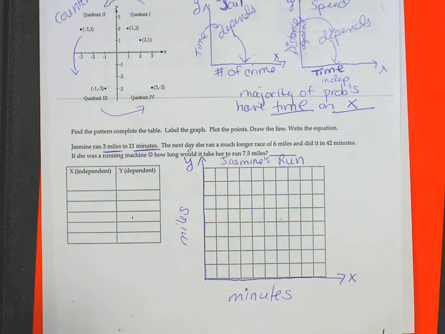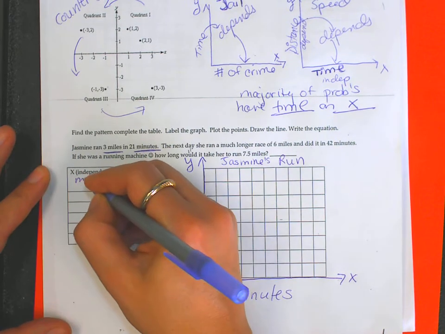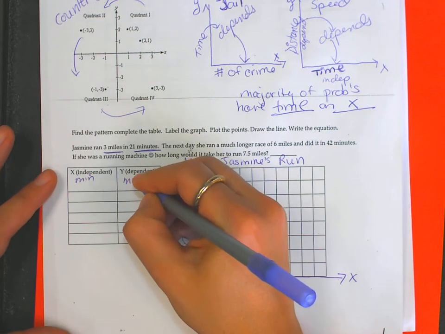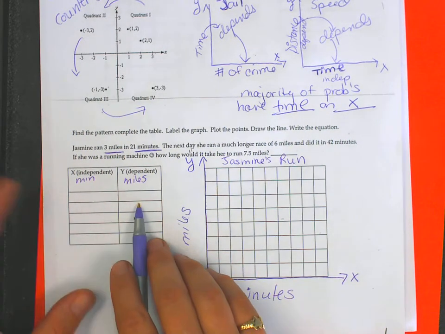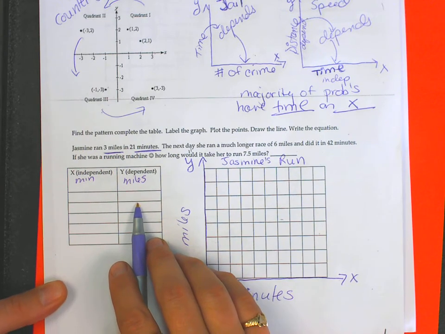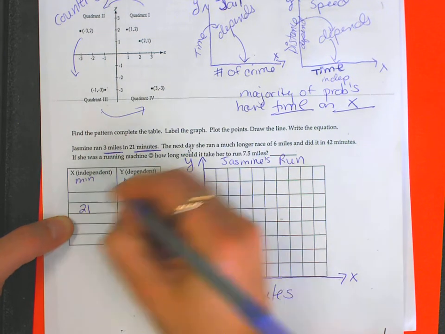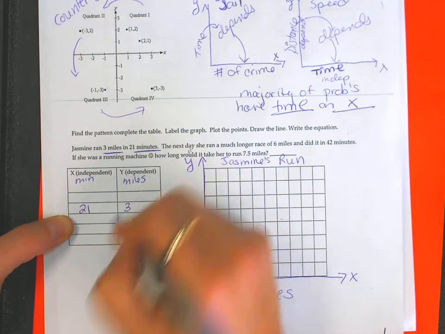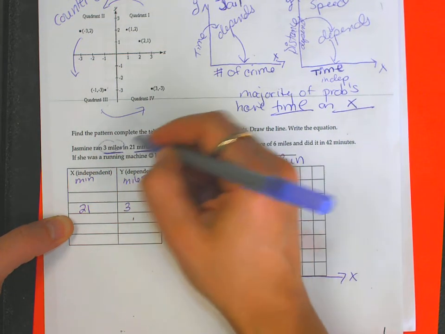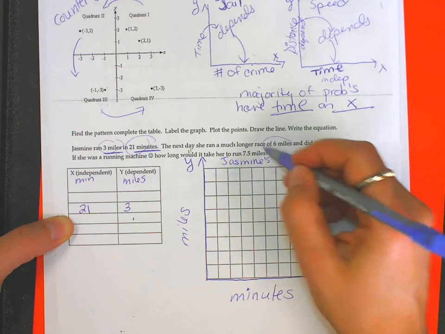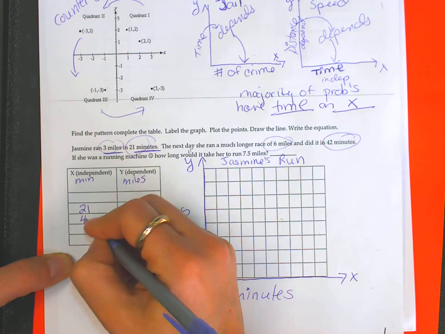Okay, now let's put this stuff we put over here back in the table. Independent is the minutes. Dependent is the miles. And I'm going to skip this spot for a reason you will find out. And then I'm going to put the first piece of information I have. I have how many minutes? 21 minutes. She ran 3 miles. What else did they tell me? They told me, let's look for it, 6 miles, 42 minutes. 6 in the miles, 42 in the minutes.